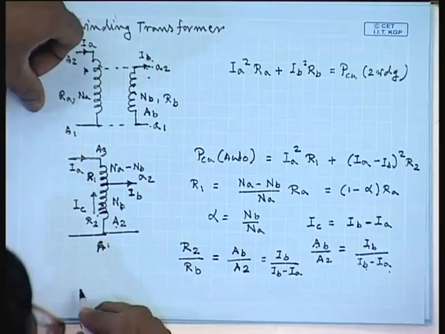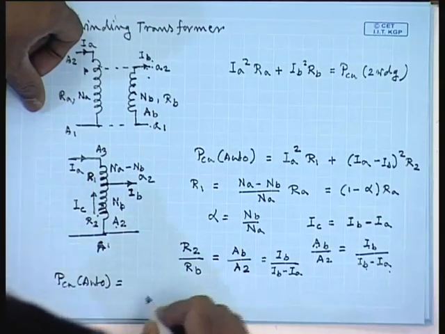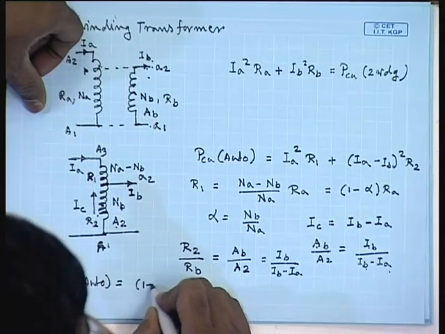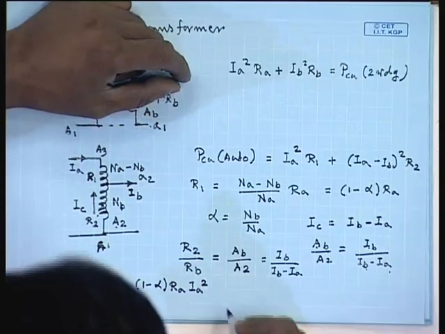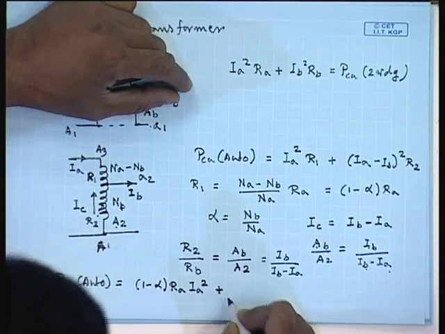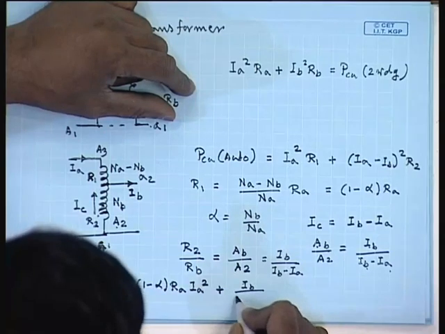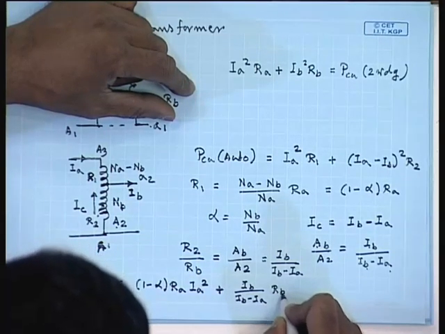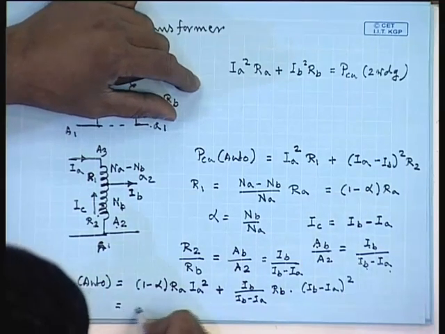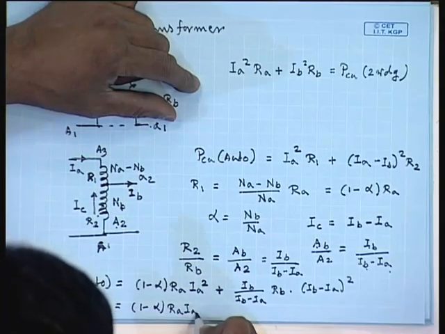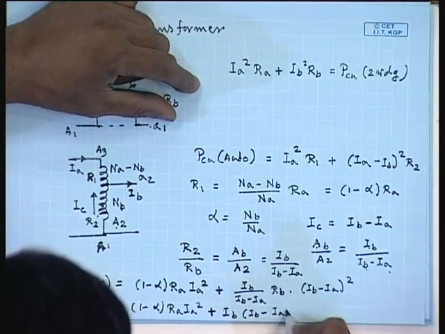Hence, the total I square R loss in the auto transformer will be PCU auto equal to 1 minus alpha RA IA square plus R2, which is given by IB divided by IB minus IA into RB into IB minus IA square, equal to 1 minus alpha RA IA square plus IB into IB minus IA RB.